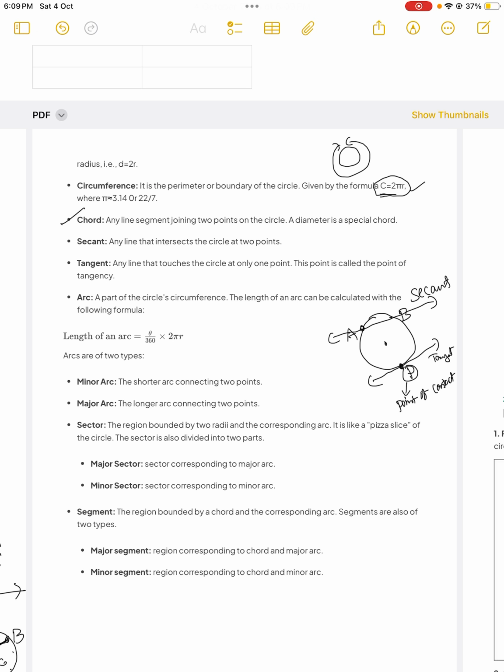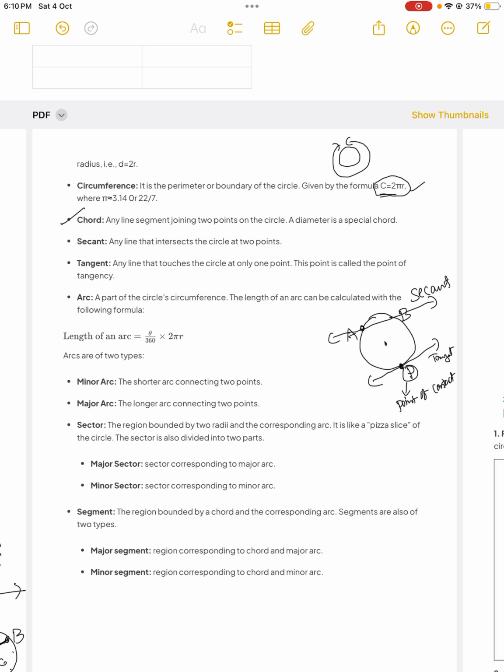Next, arc. A part of the circle's circumference. The length of an arc can be calculated with the following formula. Length of an arc is theta by 360 into 2 pi r. Okay, next, minor arc. The shortest arc connecting two points is called the minor arc, and the longer arc connecting two points is called the major arc.